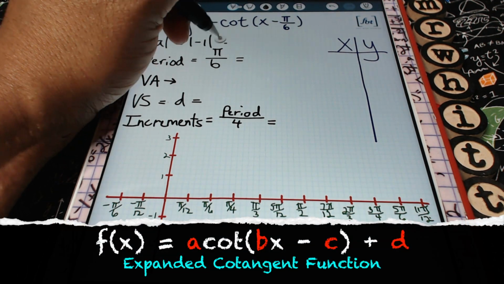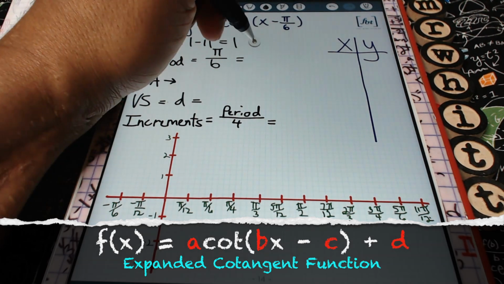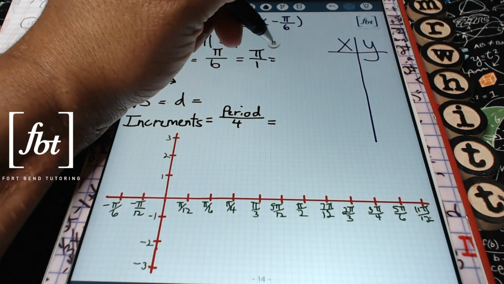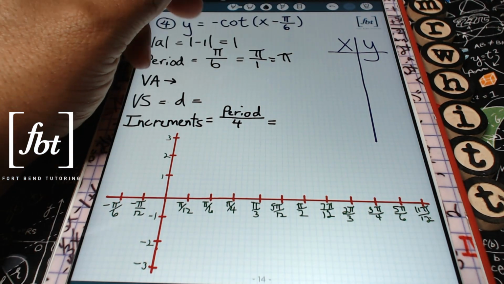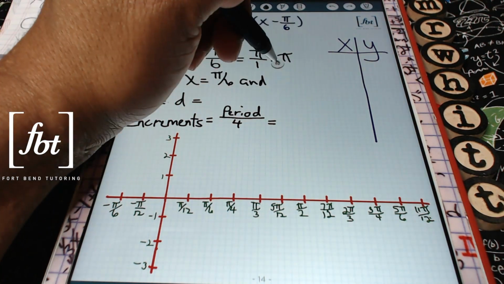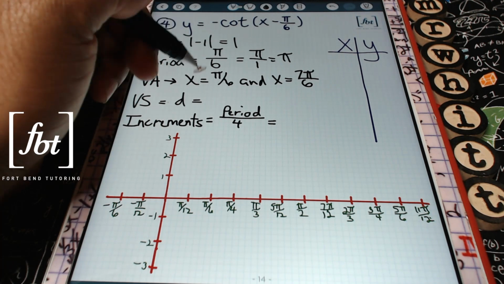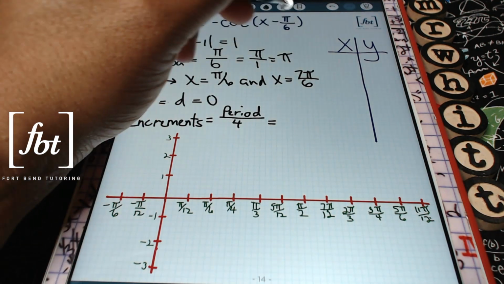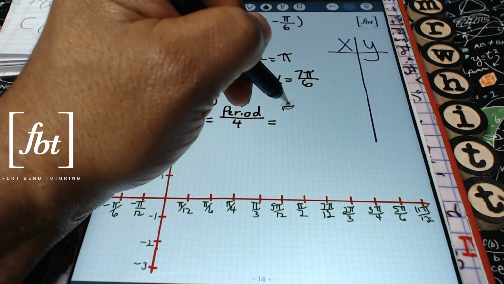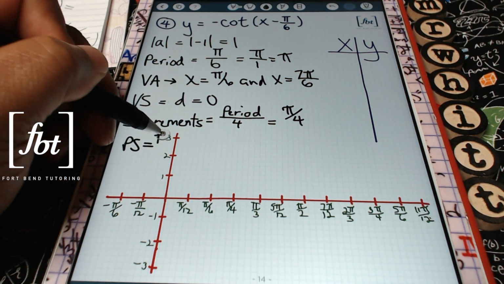The absolute value of that is 1, so your vertical stretch is 1. Your period, once again, is going to be pi over 1, which is pi. We already know that our vertical asymptotes are x equals pi over 6 and x equals 7 pi over 6. And your vertical shift here is 0. My increments is going to be pi over 4. And my phase shift is pi over 6.